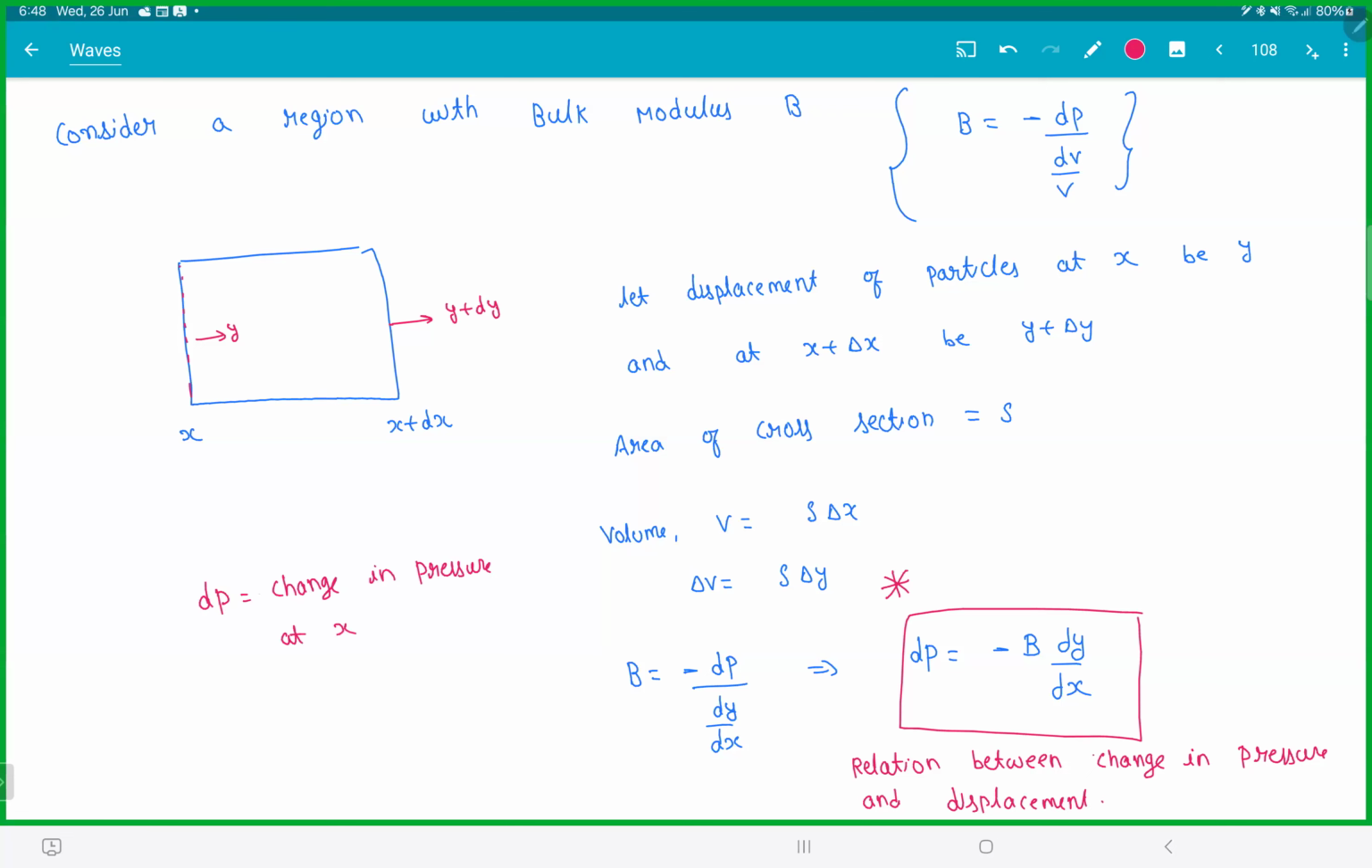Because of which the material got compressed by dx. Y is the displacement of the particle at x. So that's what I wrote. Clear?